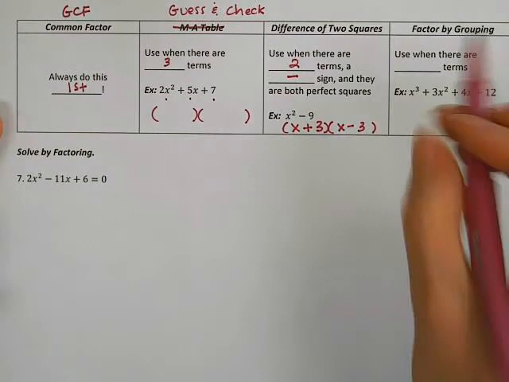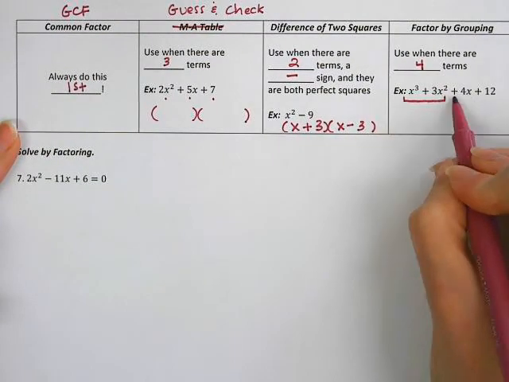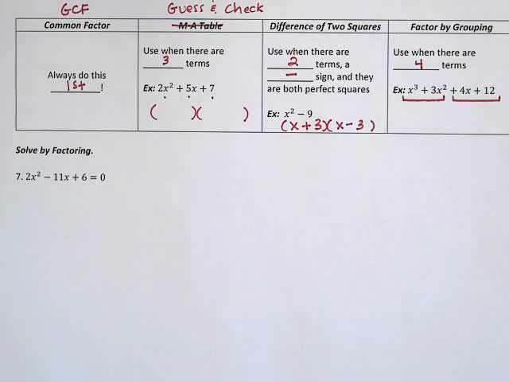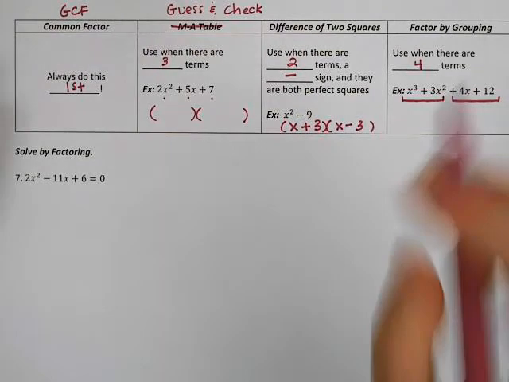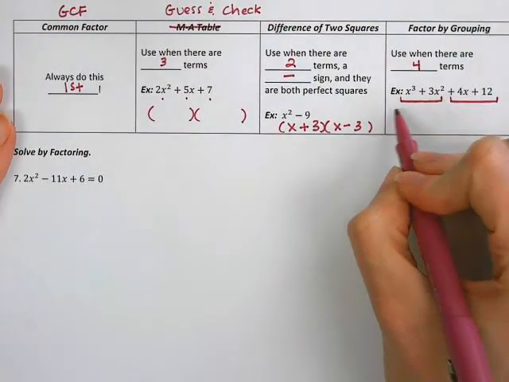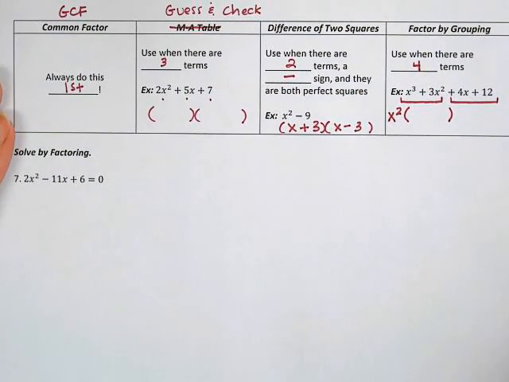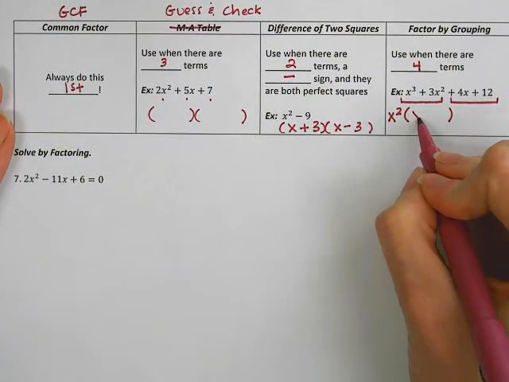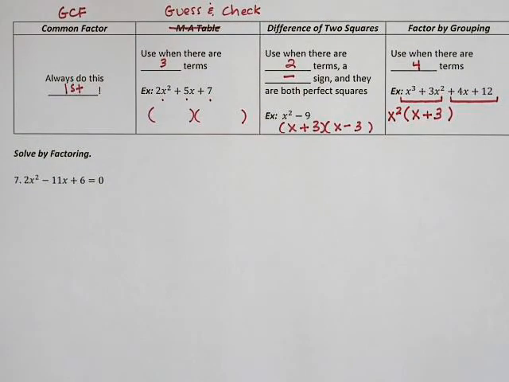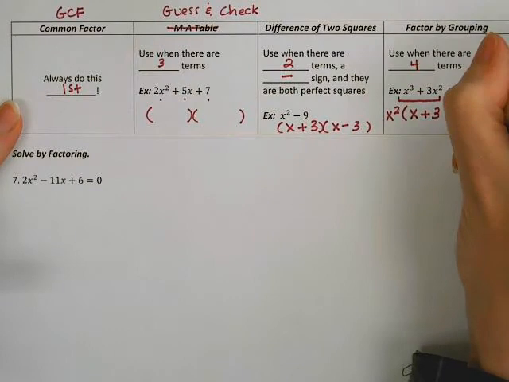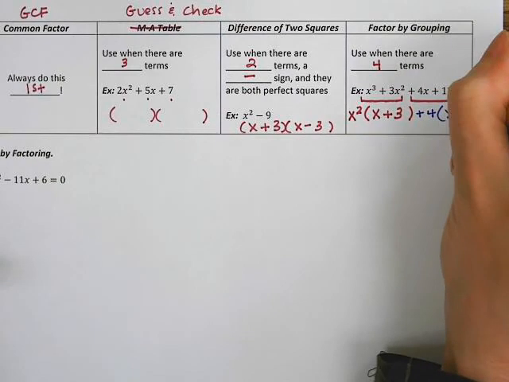And then factor by grouping is when there are 4 terms, and this is where you pull out the GCF of each pair. You know, there's not one of these on here, so let's do this one. So out of the first 2 terms, we can pull out an x squared. And if you divide out an x squared, you're left with x plus 3. And then in the next pair, we can divide out a 4, and you're left with x plus 3.